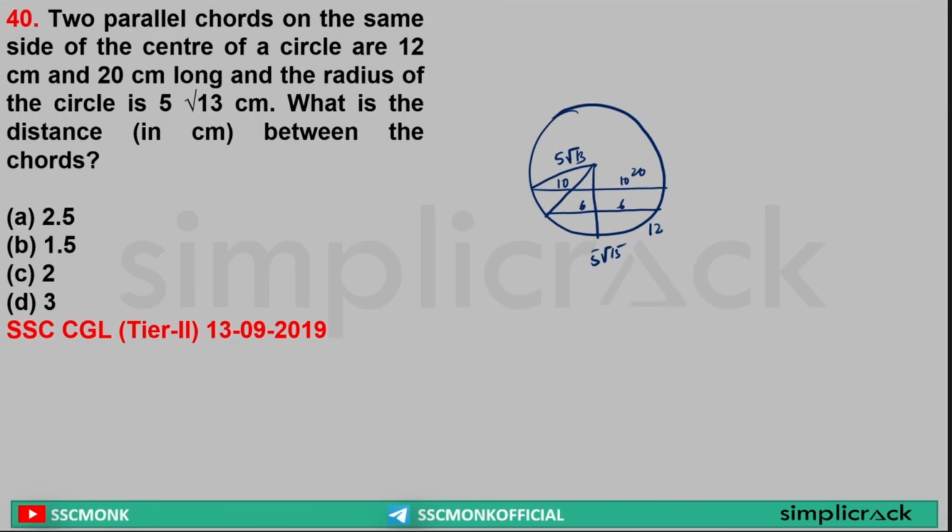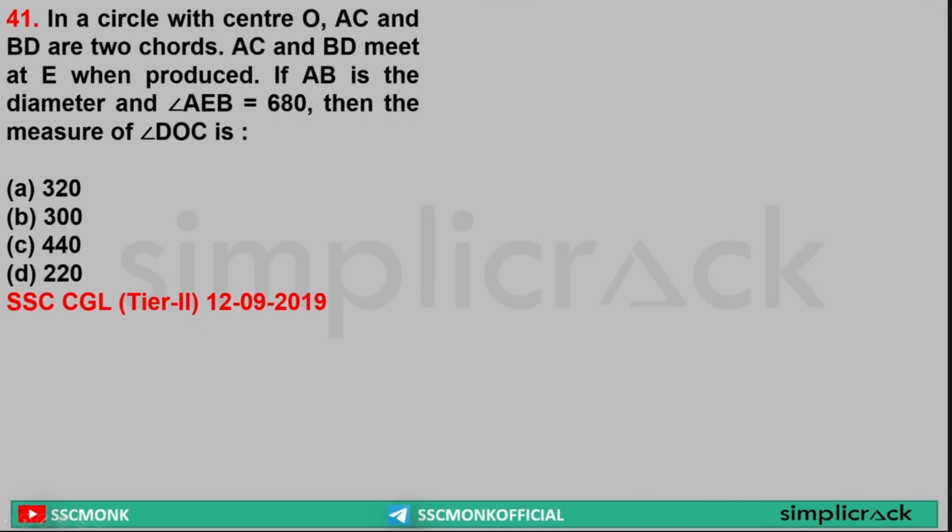If this is 5 root 13 and this is 6, this whole part will be what? 5 root 13 square minus 6 square, that is 36. That is 25 into 13 minus 36. Square root of that, you will get this total minus this total, 5 root 13 whole square minus 10 square, root of that. Whatever you get is the answer. Clear? Next.